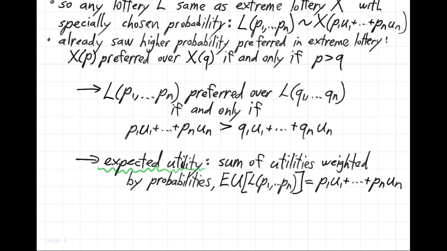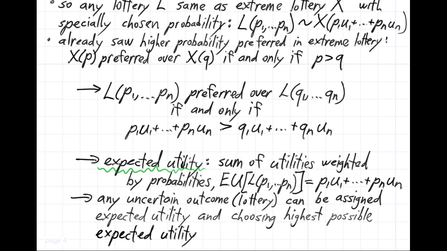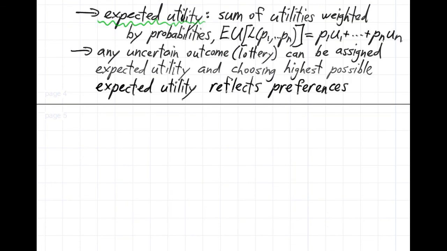So just to sum up, any uncertain outcome, let's say a lottery, can be assigned an expected utility based on the probabilities of the outcomes and how utility is assigned to those outcomes. And choosing the highest possible expected utility reflects preferences. So you should choose the thing that gives you the highest expected utility. So there are some important implications to all of this.